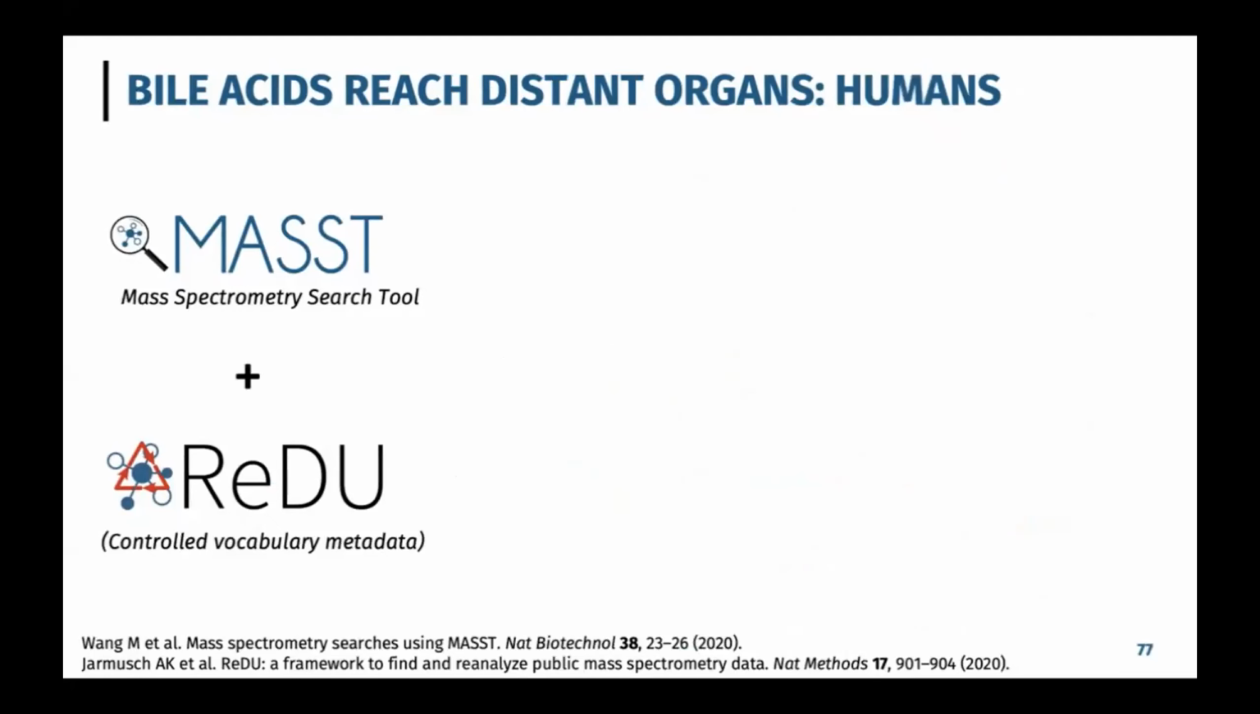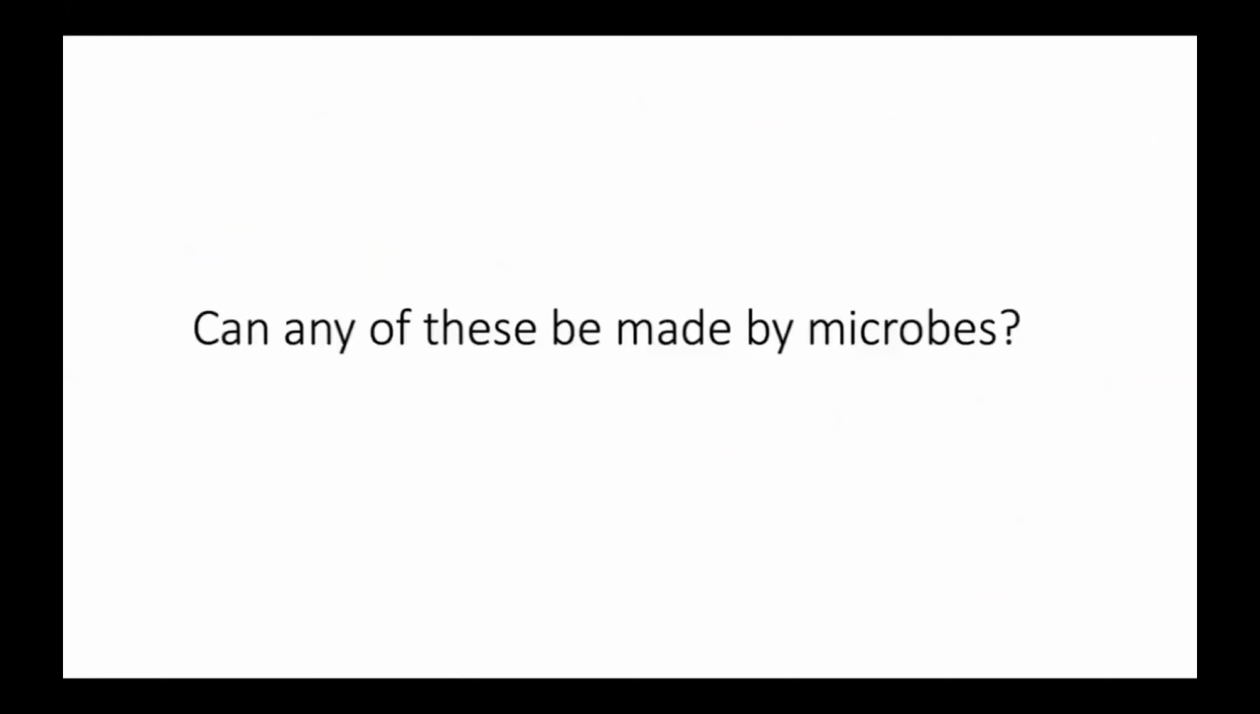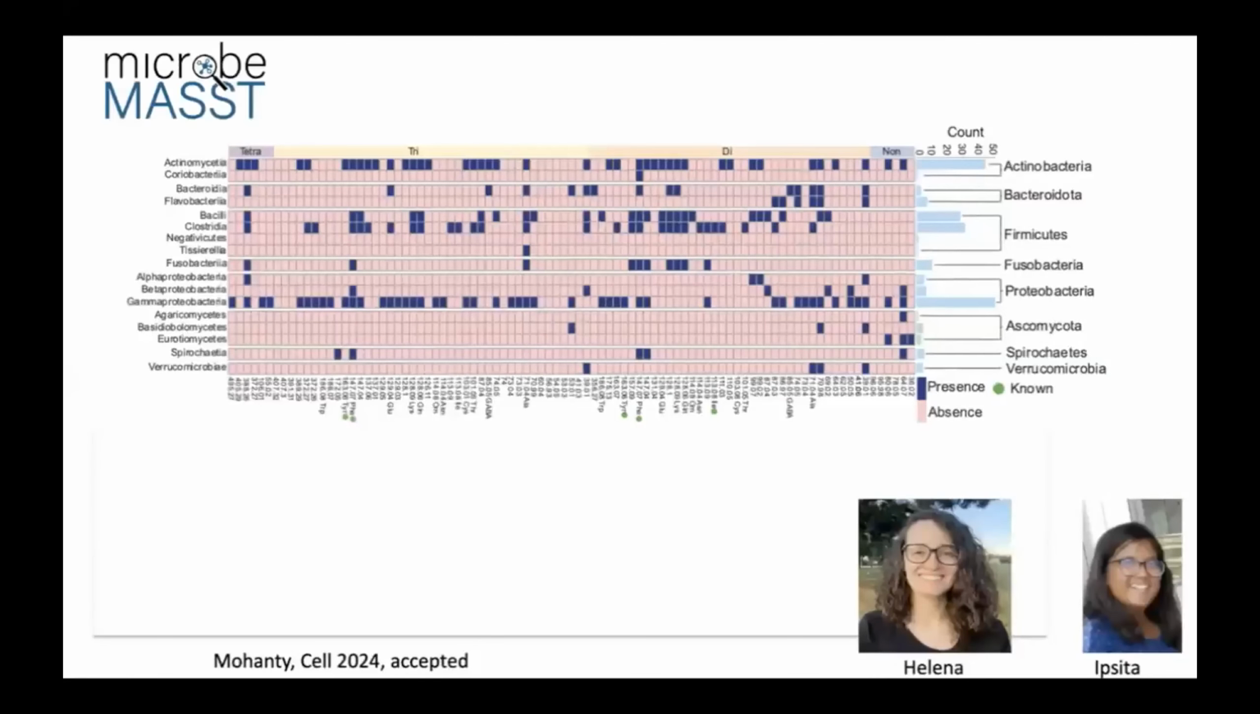We can look at this in rodent data. We can see the same thing happening in humans, where we see these bile acids in the brain. We can see the bile acids in the vaginal region, in the breast milk. And so it's clearly the case that bile acids, based on this picture alone, are definitely reaching out beyond the enterohepatic system. So the next question we had was, well, can any of these be made by microbes? And this actually used to be a very difficult question to address. But with MicrobeMASST, this is really trivial.